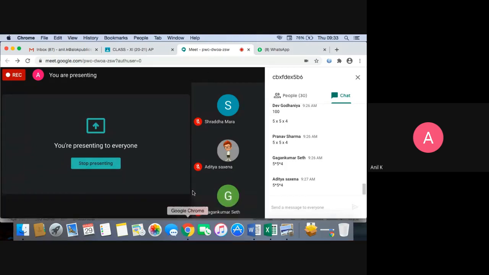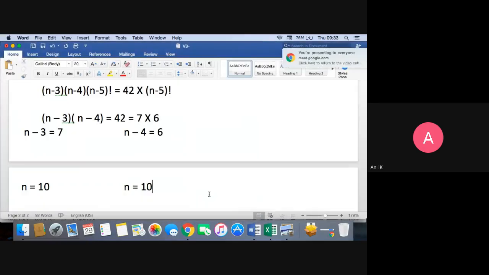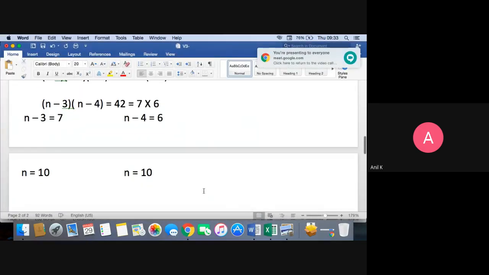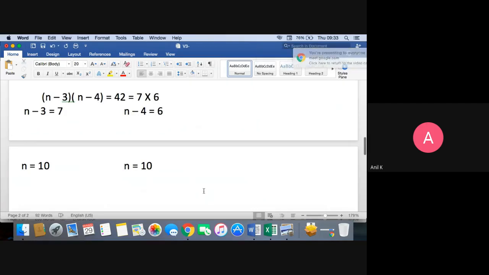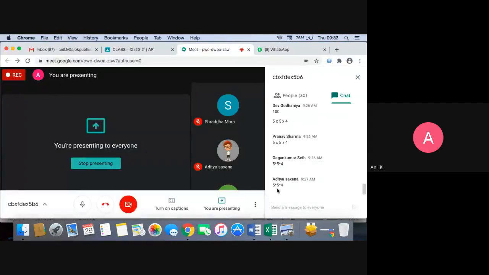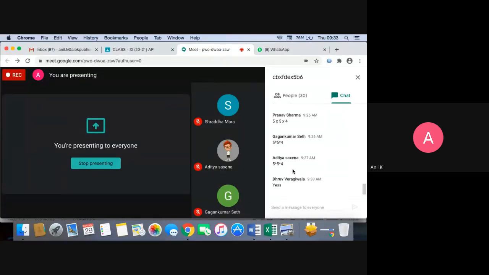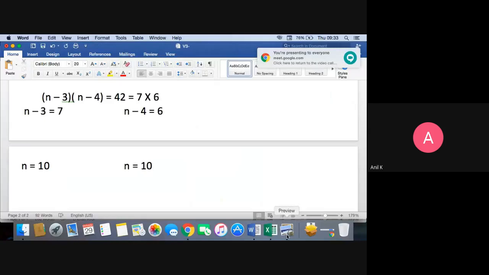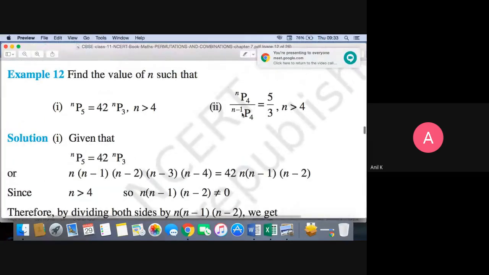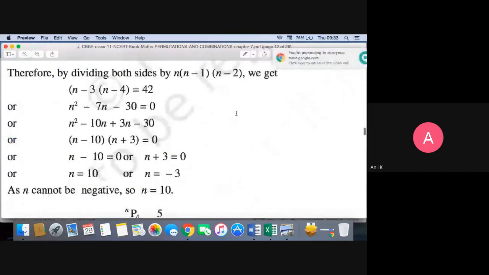So this is how we solve the question. We got the n value as 10. Is this clear? What about others? Okay, good. If you take the next examples, you can simplify the further examples in the same way.